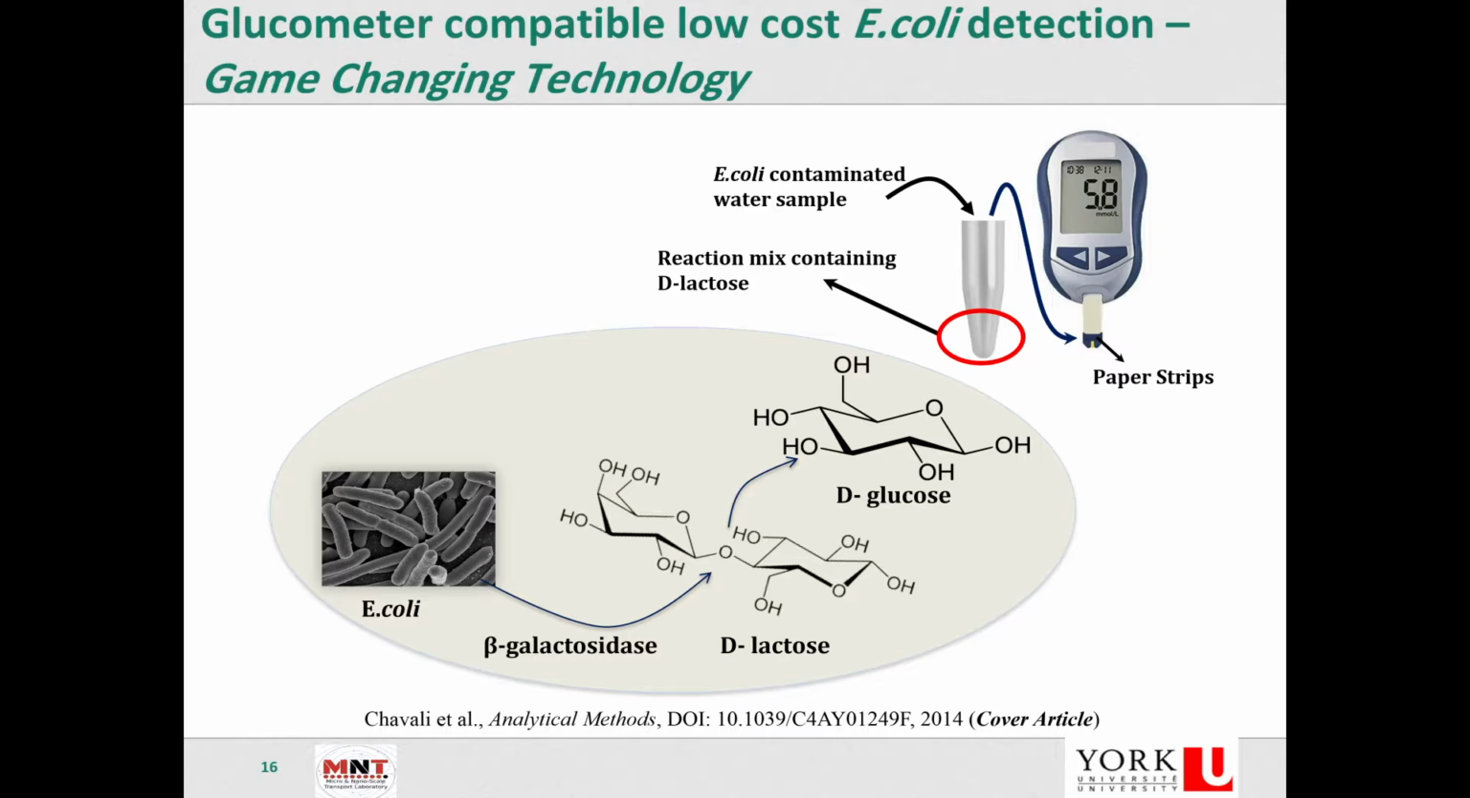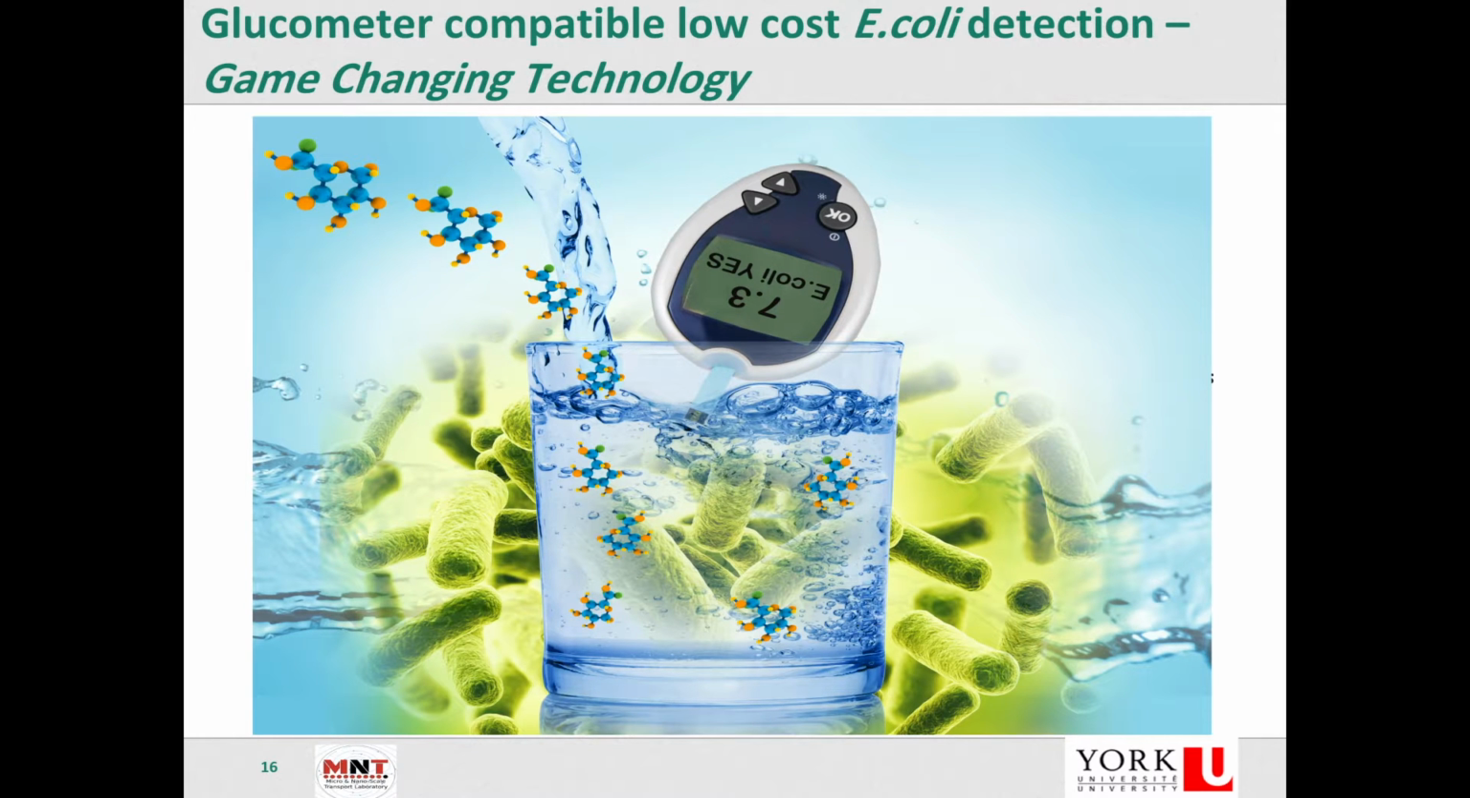We tweaked the chemistry of the entire process, using the same process for E. coli, but we added some lactose molecule. When we add D-lactose, the output becomes glucose. So we tweaked the chemistry so that the output is glucose, and then you can use a normal glucometer and measure whether there is E. coli present in it.